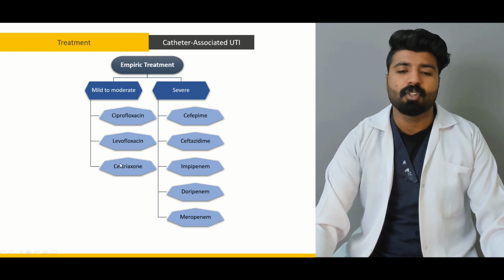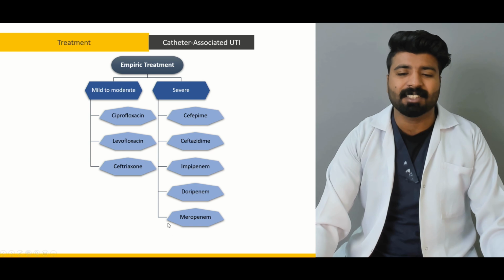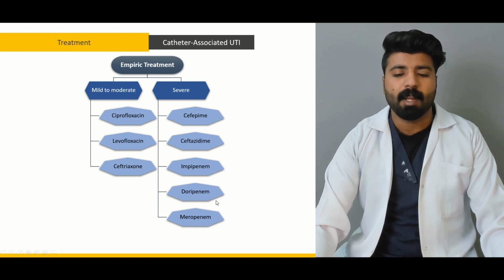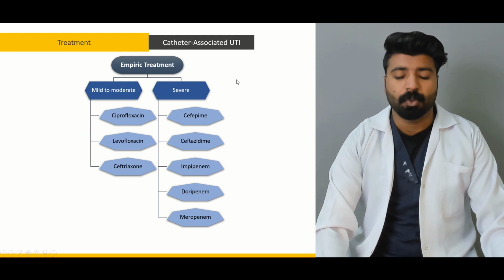So, in mild to moderate, you give ciprofloxacin, levofloxacin, and ceftriaxone. In the severe cases, we have these 5 groups. We can give cefepime, we can give ceftazidime, we can give imipenem, doripenem, and meropenem. So that's how the catheter-associated UTIs are treated.